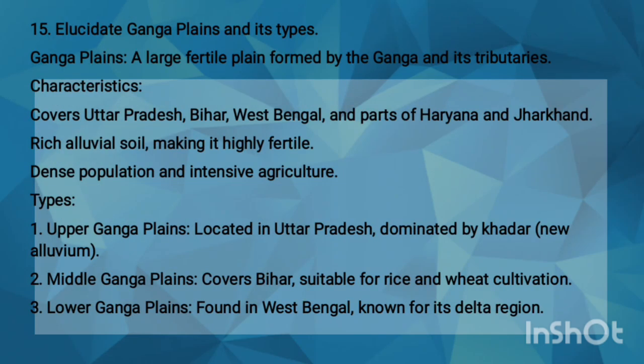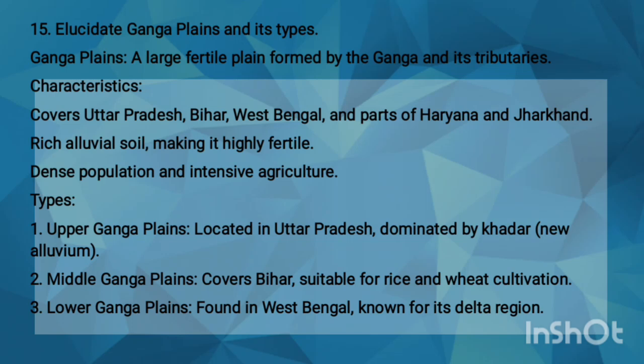Elucidate Ganga plains and its types. The Ganga plains are large fertile plains formed by the Ganga river and its tributaries, covering Uttar Pradesh, Bihar, West Bengal, and parts of Haryana and Jharkhand. Characterized by rich alluvial soil, the region is highly fertile, densely populated, and supports intensive agriculture.